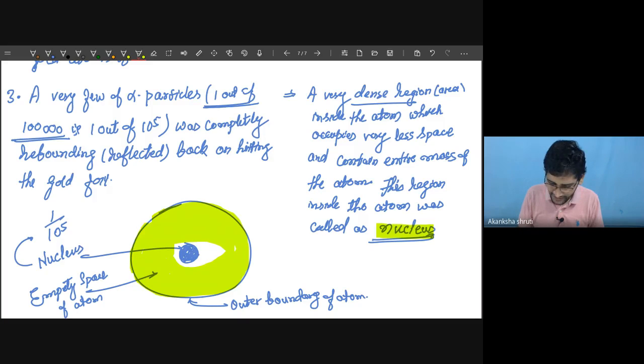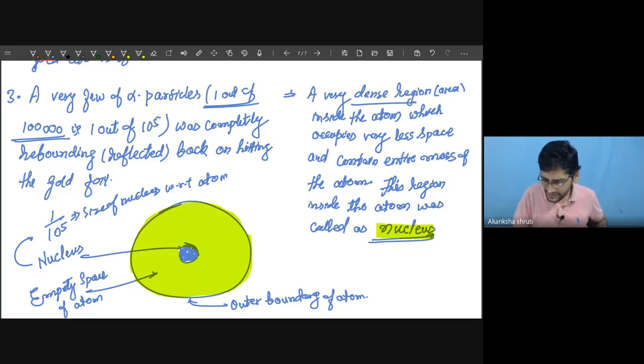Okay, students. So this was the conclusion, and based on this conclusion, Rutherford had given his own model called the Rutherford model. So that Rutherford model we are going to write now. Okay. So this is the size of the nucleus with respect to the atom. Means if this entire atom size is say x, then x has to be divided by 10 to the power 5. That will give us this nucleus.